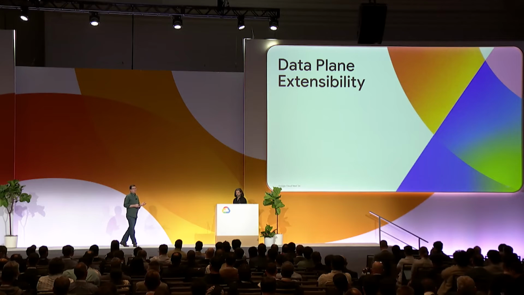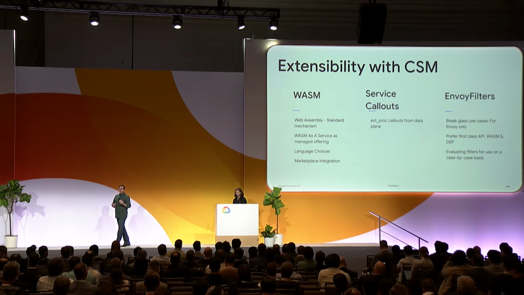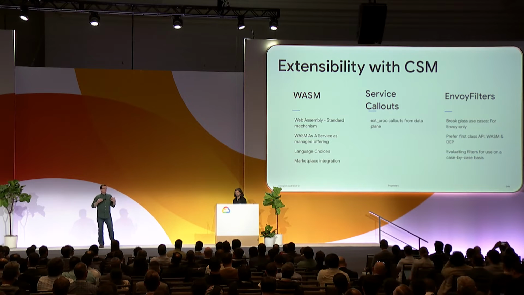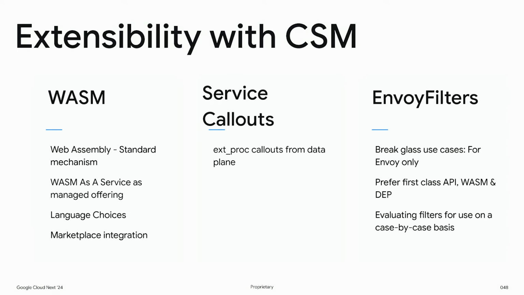Data plane extensibility. Istio and Traffic Director and ASM, they all have a wonderful set of features. Sometimes customers complain that they're too complicated, there's too much functionality, and they're not sure how to use it. But we also get another set of questions about, hey, I want to do something special. How do I extend it?